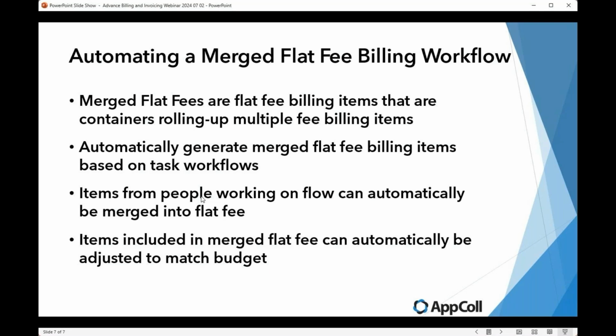So you set up the workflow. The system automatically generates the container flat fee. And then as people work on it and add their own billing items, they are rolled up into that merged flat fee. And as I say, you can specify a budget. You don't actually have to. You could just have it be the sum of everybody's time. More often than not, though, if it's a flat fee, that means it's a fixed cost to the customer. AppCall can automatically adjust people's time to match the flat fee, and it does it on a proportional basis, and I'll show you that in a bit.